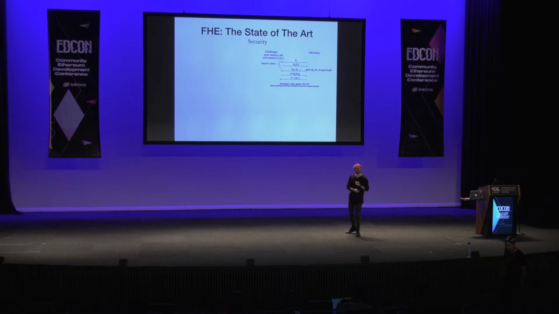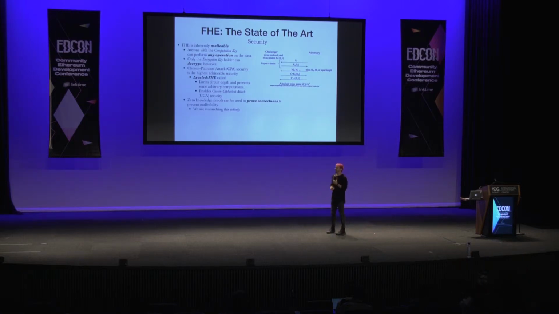I'd go into more detail, but I'm kind of running out of time. So FHE is inherently malleable, meaning anybody can perform computation on it, which gives us a few security problems. The highest security that we can get for it is chosen plaintext attack security for fully homomorphic encryption, but there exists another type of FHE called leveled fully homomorphic encryption, which limits the circuit depth and prevents some arbitrary computations. This enables us to actually build chosen ciphertext attack security. And we also believe that we can use zero-knowledge proofs to prove correctness to prevent malleability. So this is something we're actively researching.